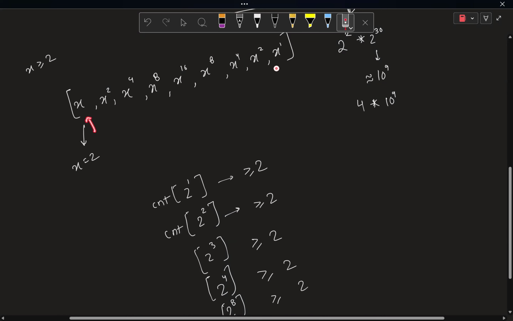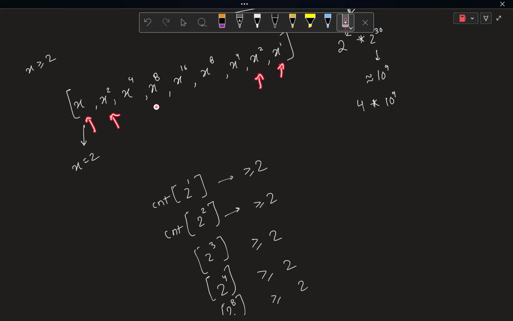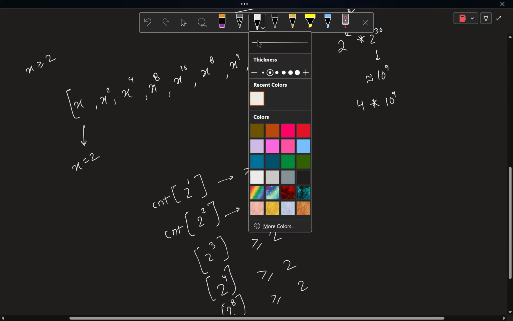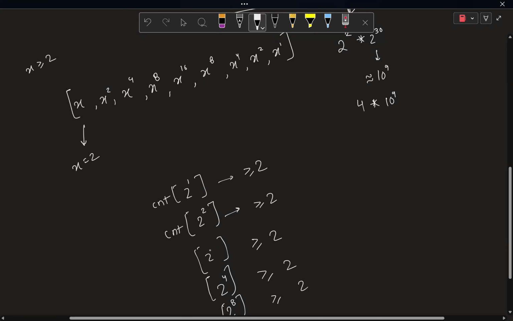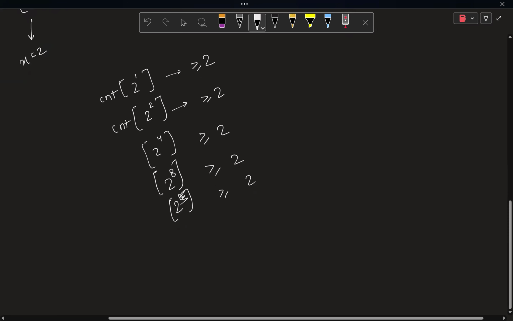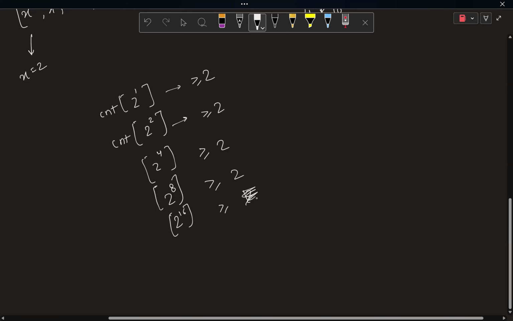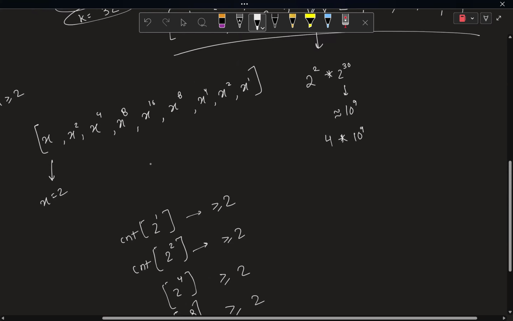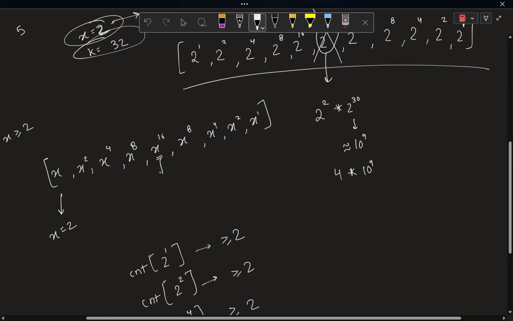Only then can you choose two occurrences of 2 raised to the power 1, two occurrences of 2 raised to the power 2 from the array, two occurrences of 2 raised to the power 4. Okay, sorry, I made one blunder here. It is 2 raised to the power 4, not 2 raised to the power 3, and 2 raised to the power 8. And later on, you see that for 2 raised to the power 16, you need only one occurrence.